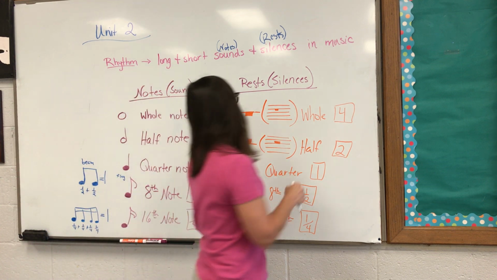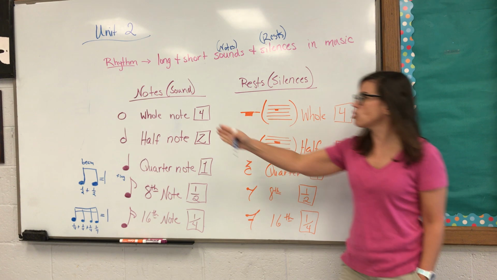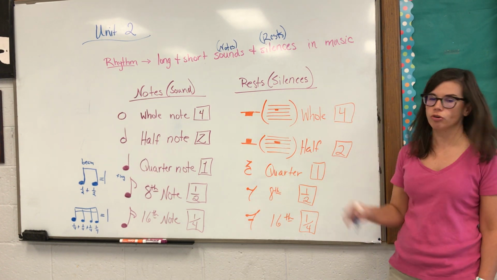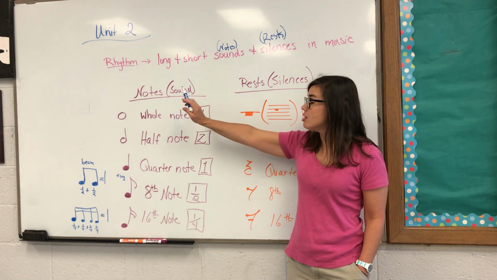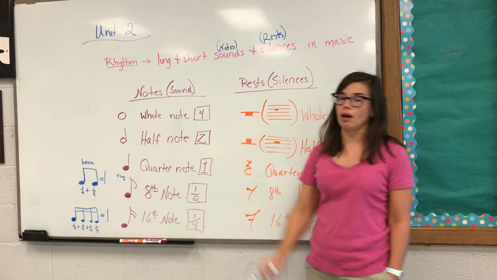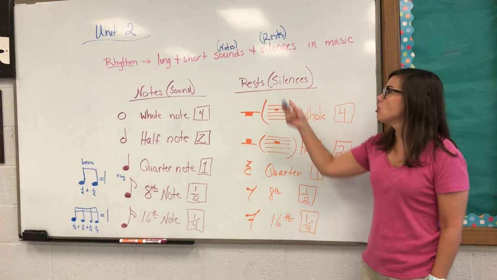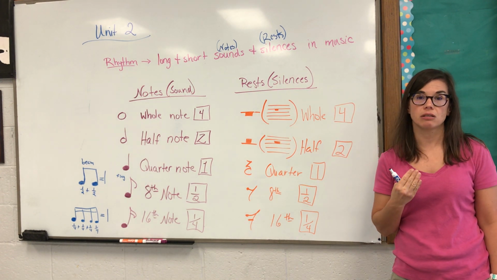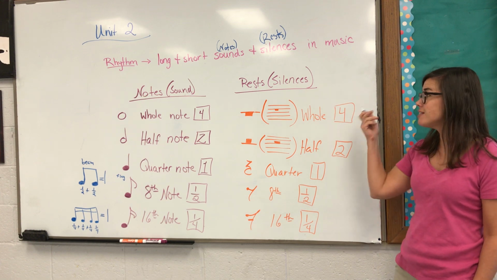For every kind of note, there's also a rest. So there's a whole note and a whole rest, a half note and a half rest, a quarter note and a quarter rest, and so on. But the difference again is the note is going to show sound, where we would sing or play an instrument. The rests are going to show where we're quiet, where we're silent, where we're not playing, where we're not singing, okay? And rests have value.